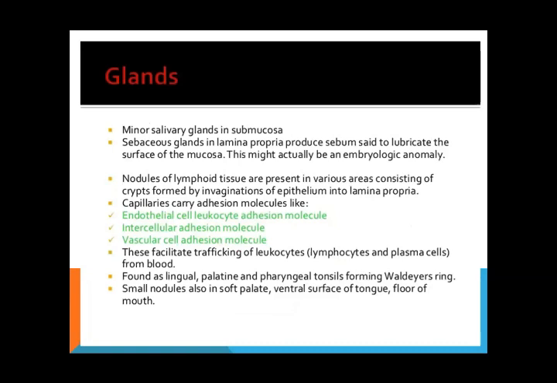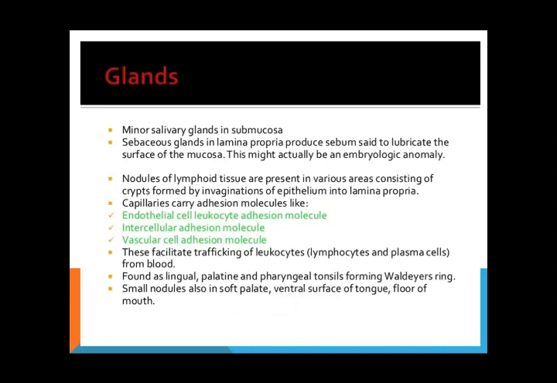Glands: minor salivary glands in submucosa. Sebaceous glands in lamina propria produce sebum, said to lubricate the surface of the mucosa. There might actually be an embryonic anomaly.